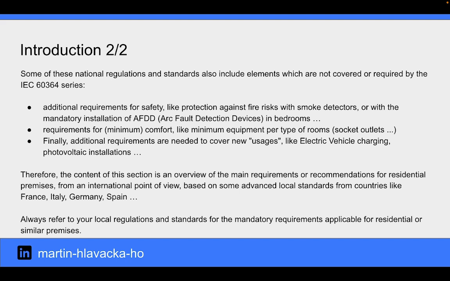Therefore, the content of this section is an overview of the main requirements or recommendations for residential premises from an international point of view, based on some advanced local standards from countries like France, Italy, Germany, and Spain. But always refer to your local regulations and standards for the mandatory requirements applicable for residential or similar premises.